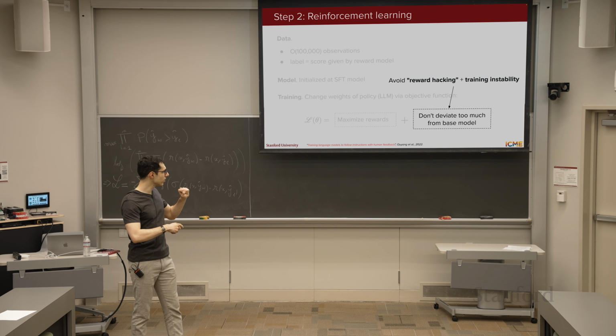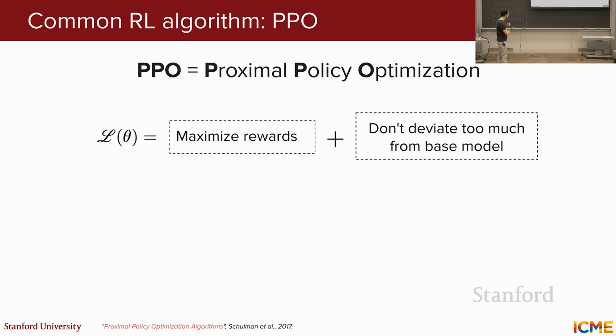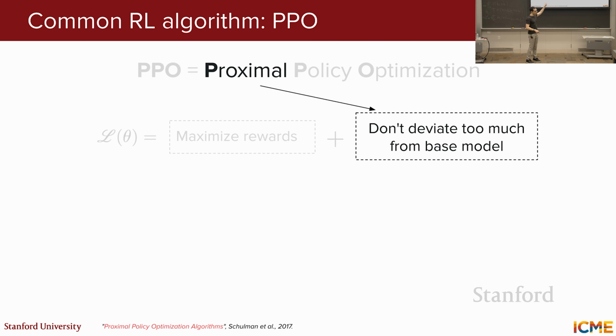And as we saw, we don't want it to deviate too much because of reward hacking and instability and so on. In order to do that, you may have heard of a very popular RL algorithm called PPO. PPO stands for Proximal Policy Optimization. The reason why it's named proximal is because we do not want our model to deviate too much from the base model. And we're going to see how we do that.